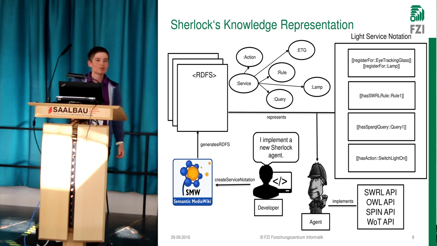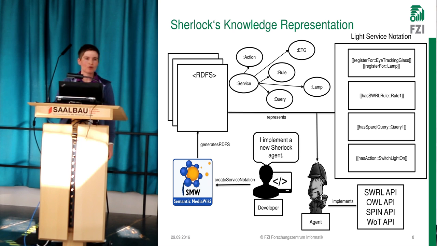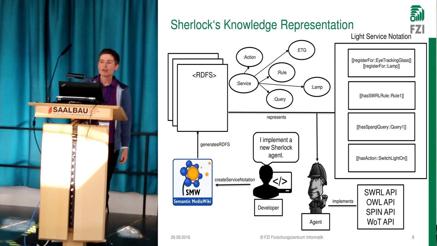Then, as you know, the Semantic MediaWiki generates an RDFS representation, and here we can see how it looks in a graph representation. So we have here a service notation, or a program, which is similar to the program of Sherlock. The service notation is linked to actions, to rules. These rules are very important for the Sherlock agent because our Sherlock agent wants to do reasoning. We also provide in the service description a query, so the Sherlock agent is able to query the context of the user. Then we have also linked some devices which are of interest for our Sherlock agent, because it is subscribing to these devices in order to react to device events in the environment.